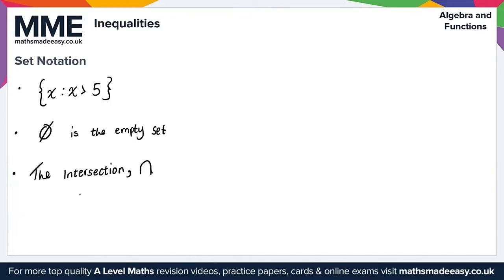And finally, the union, and again, you might have come across this when studying Venn diagrams at GCSE Maths, is denoted with a funny looking U shape. So it looks like that, okay? And the union of two sets contains all elements contained in either set. So that gives us everything we need there for our set notation.